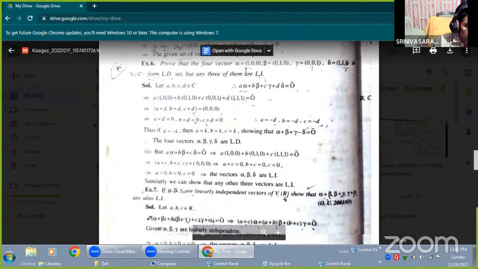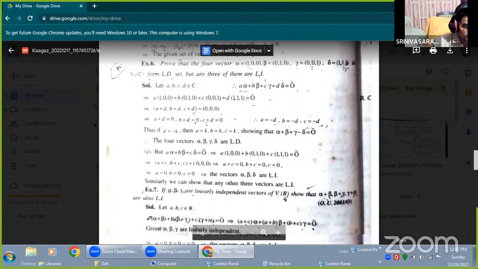Prove that the four vectors, what are the four vectors? Alpha, beta, gamma, del. These four vectors are given. According to these four vectors, we must form a linearly independent set. But any three we are taking, alpha, beta, gamma, or alpha, beta, del, or beta, gamma, del, or alpha, gamma, del, any three is linearly independent.